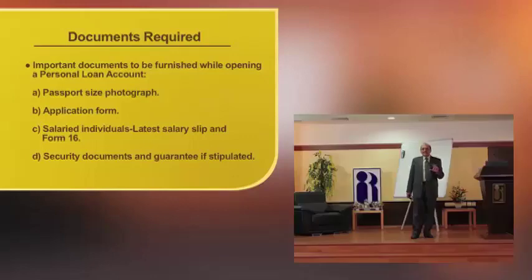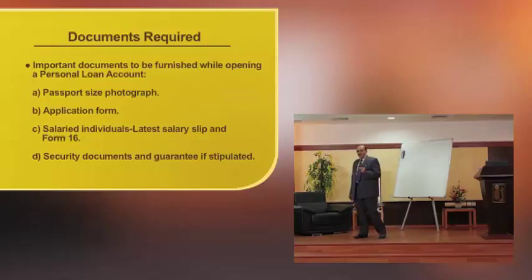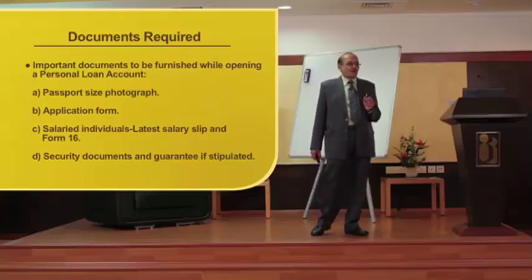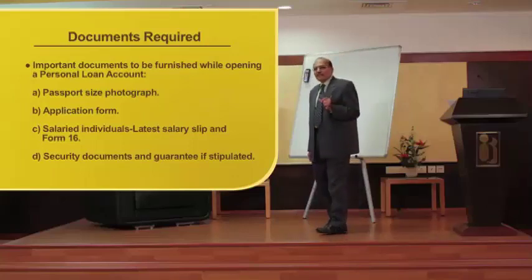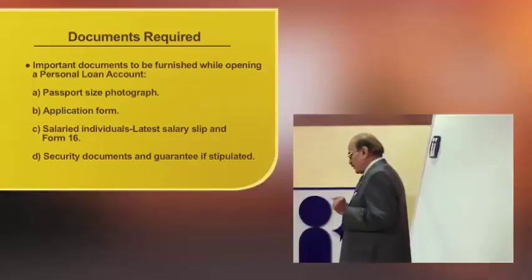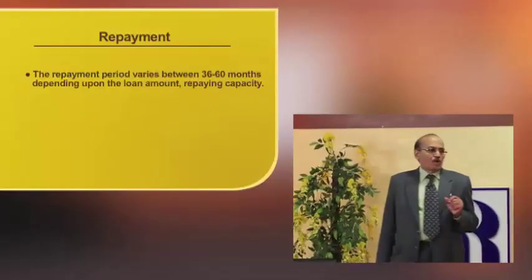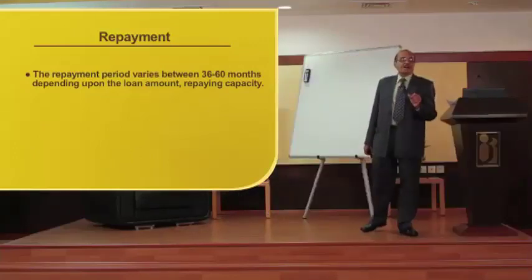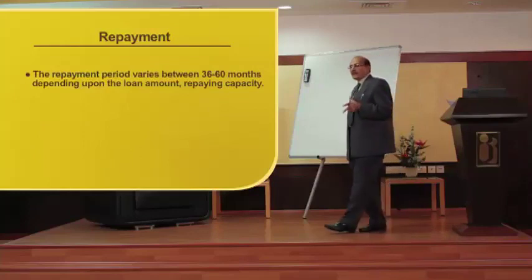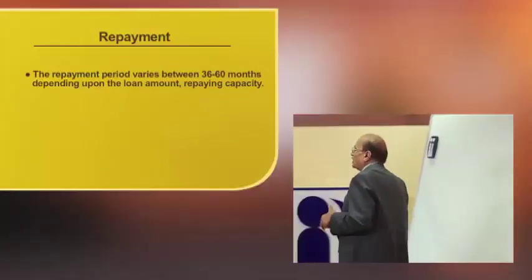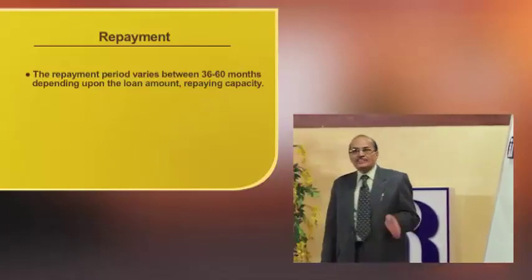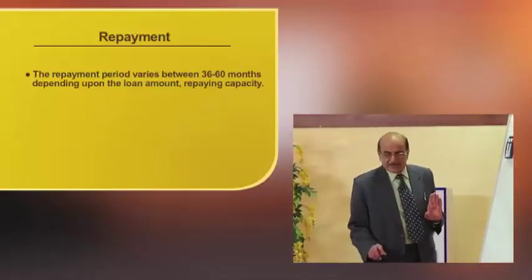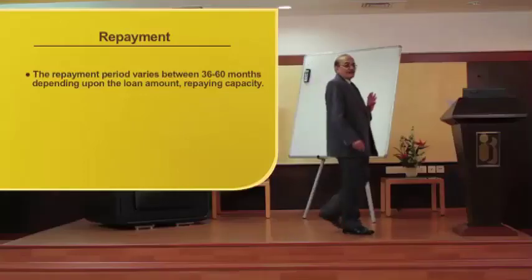Apart from this, the security documents as specified by each branch also need to be obtained, and if the bank or the sanctioning authority has stipulated a guarantor for this loan, the guarantee duly signed by the guarantor also needs to be obtained. Repayment of a personal loan varies between 30 to 60 months. It depends on the amount of the loan and the repaying capacity, and more importantly, according to the policy of each bank, the repayment period varies. Thank you very much.